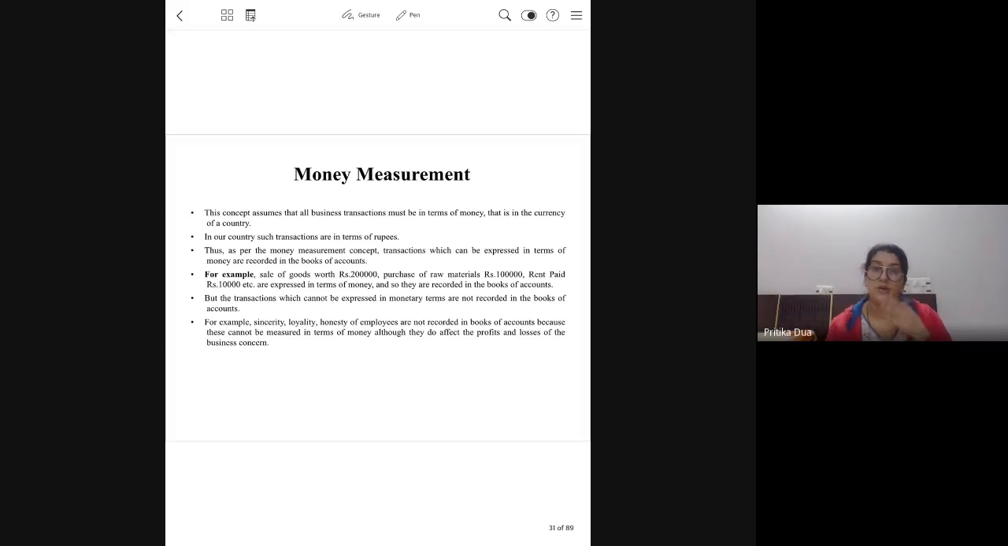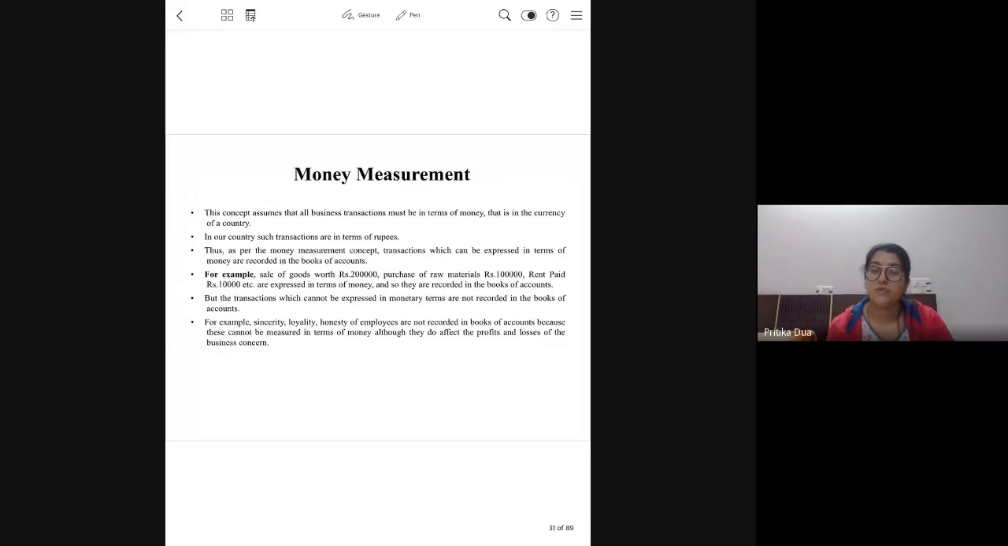Okay, so I hope this is clear. We move to the second concept, which is money measurement. तो जब हमने basic features of accounting करे थे, at that point also I told you that only those transactions which can be interpreted in money terms are recorded in the books of accounts. Okay, so every transaction should be recorded in money terms.